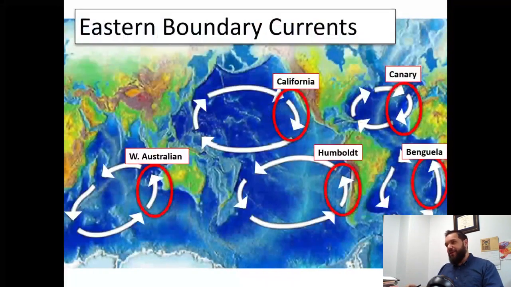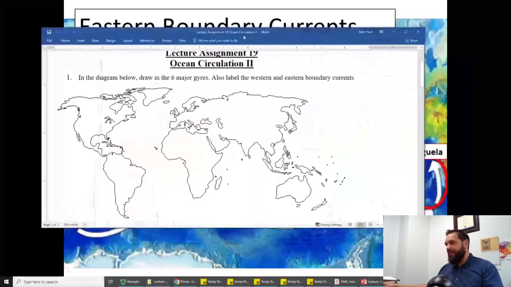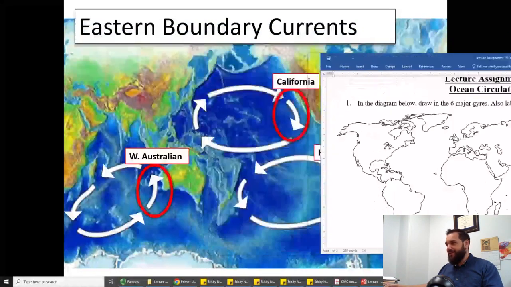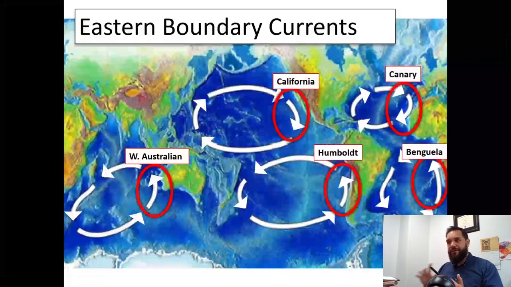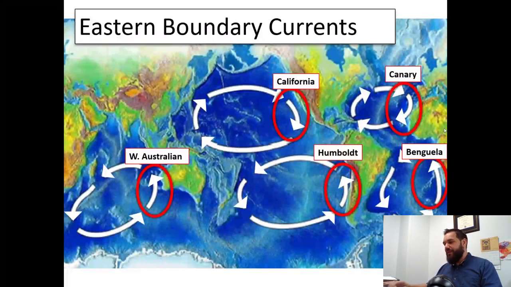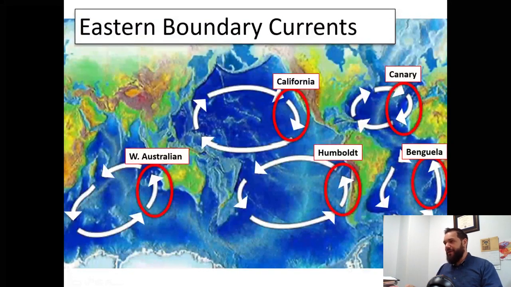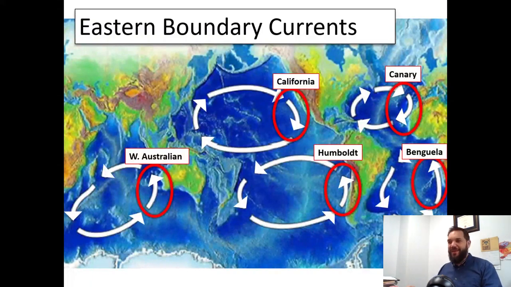You can see your first question here on your lecture assignment. If you have your next lecture assignment, it should look like that. You have to draw a map of the different currents. I should probably bring up a map of all the different currents here. Oh, no, they're right in front of me. So there you are. You have to draw that out, the six major gyres.